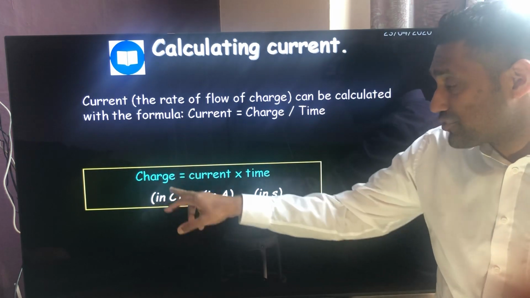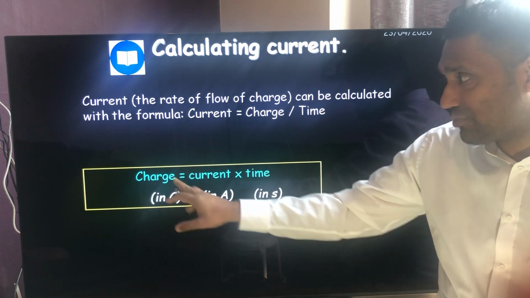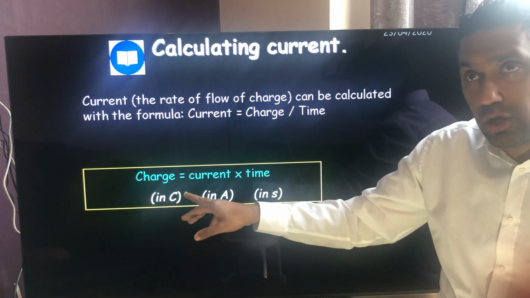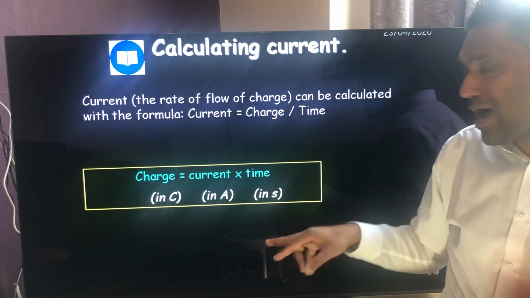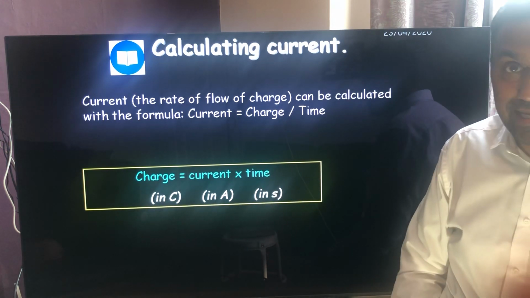So the units though: charge is measured in coulombs. This capital C represents coulombs, C-O-U-L-O-M-B-S. That C doesn't represent charge, it's just the unit, coulombs. The current is in amps. The time must be converted into seconds. So if you've got 1 minute, you're going to make that into 60 seconds.